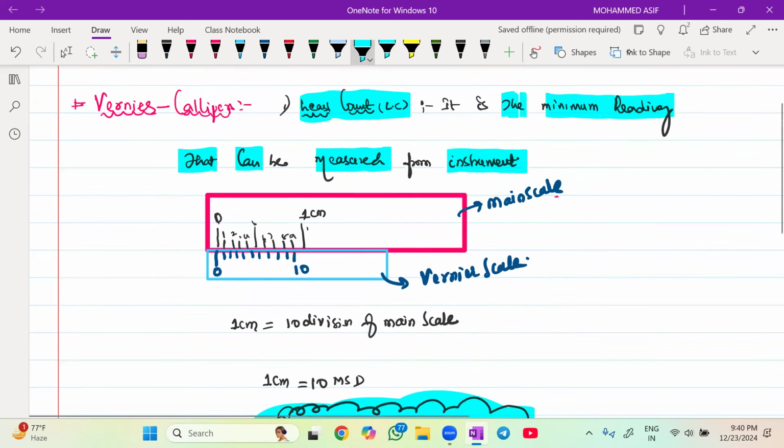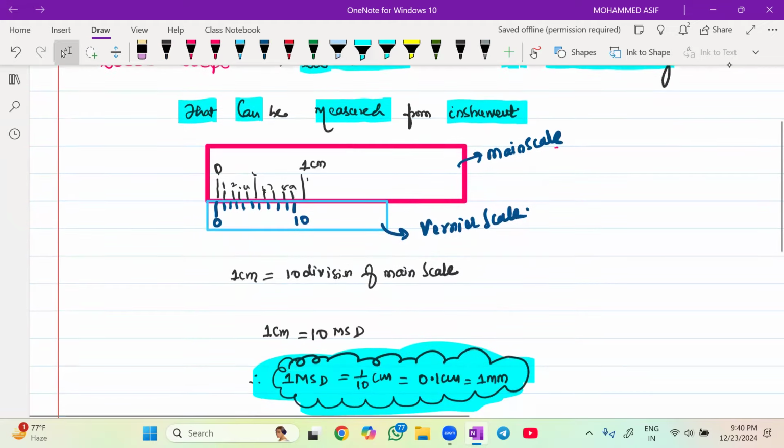So again, what is a vernier caliper? The first term you are learning is least count. Least count is nothing but the minimum reading that can be measured from an instrument. It has two scales. The above one is known as the main scale, which is not movable. The down one is known as the vernier scale, which is movable. Above one, 0 to 1 centimeter, how many divisions are there? 10 divisions. That is the reason I have written 1 centimeter is equal to 10 divisions of main scale.